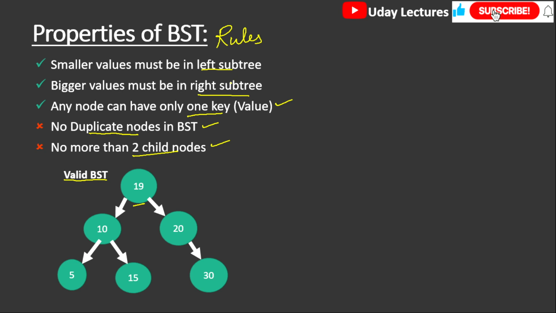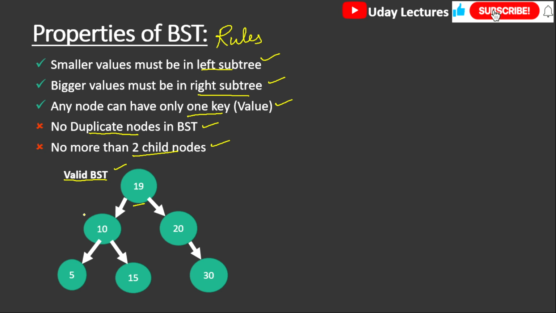And this rule, which states that all the bigger values must be in the right subtree: 20 and 30 are bigger than 19, so they are in the right subtree, and 30 is bigger than 20, so it is in the right subtree of 20. Likewise, the left subtree satisfies the rule that all the smaller elements are in the left subtree. For example, 10, 5 and 15 are smaller than 19, so they are in the left subtree of 19, which satisfies this rule also. Since it satisfies all the properties of a binary search tree, we say that this is a valid binary search tree.